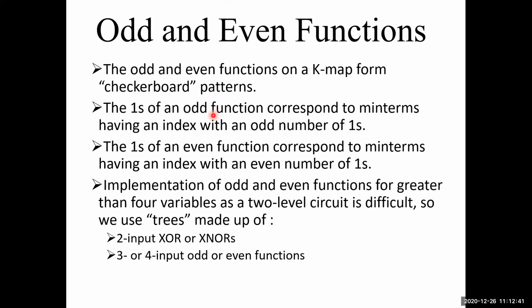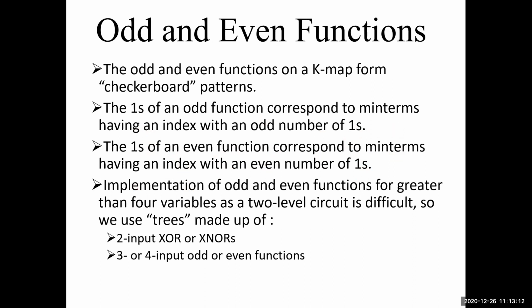The ones of the odd function will always correspond to the min terms. One will always indicate the min terms having an index with an odd number of ones. Okay, odd will always have an odd number of ones. The ones of an even function correspond to the min terms having an index with an even number of ones. So here in the K-map, this is how the ones will be done. I'm just trying to give you an introduction about what is meant by odd function and even function, which you have studied in digital logic.